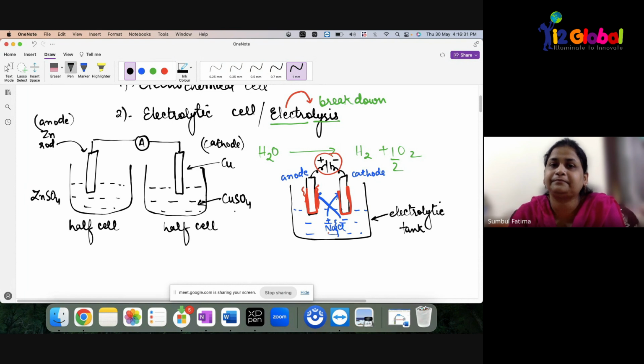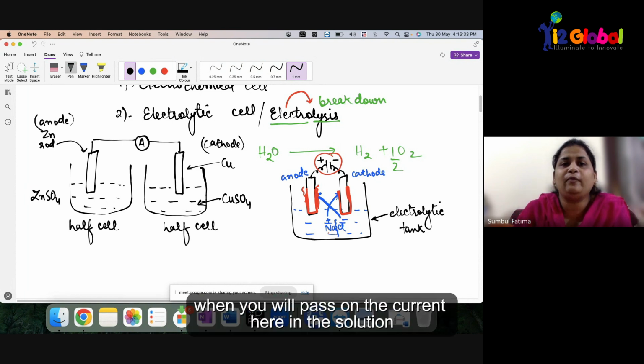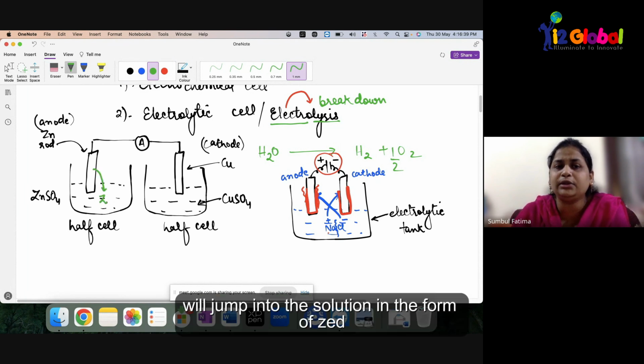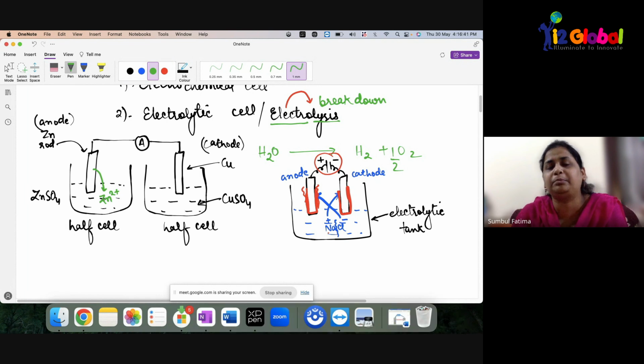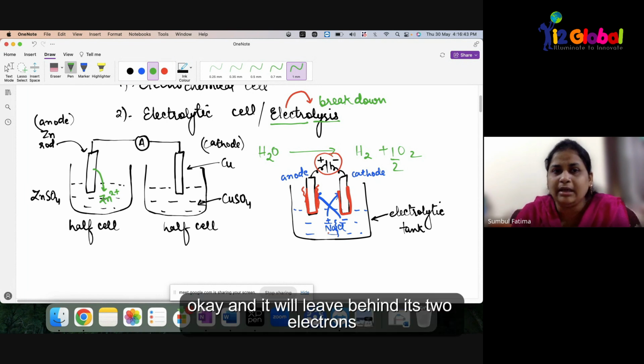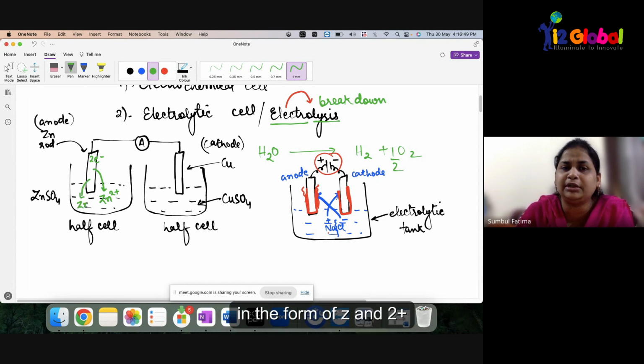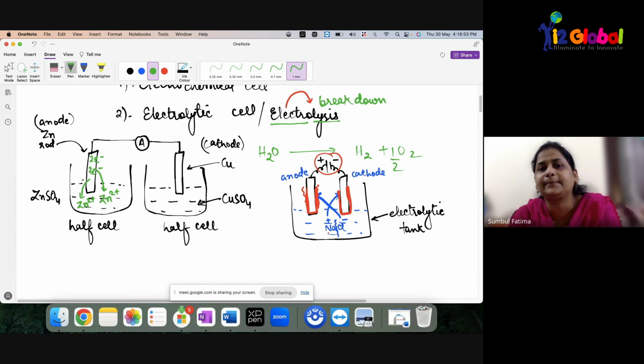CuSO4. Now, when you pass the current through the solution, the Zn from the rod will jump into the solution in the form of Zn2+, and it will leave behind its 2 electrons. Another zinc will also jump into the solution as Zn2+ and leave behind 2 electrons.